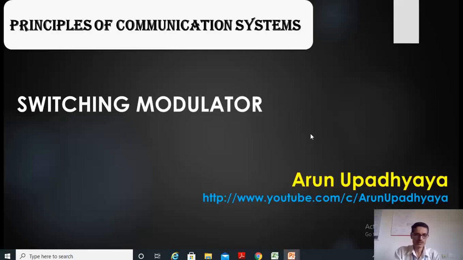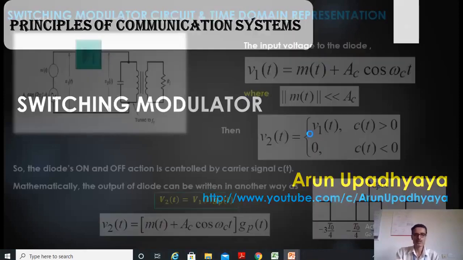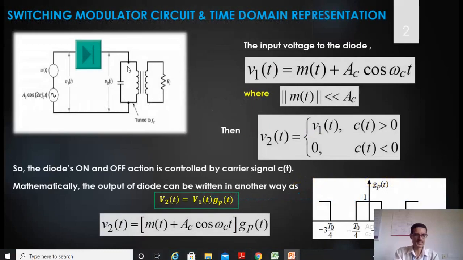Hello everyone. In this video, I will explain one type of modulator which is used to generate AM signal, and especially double sideband full carrier type of signal by using something called a switching modulator. Now, in this switching modulator, this is the circuit diagram, where I have used a diode as a switch. That's why it is called switching modulator.